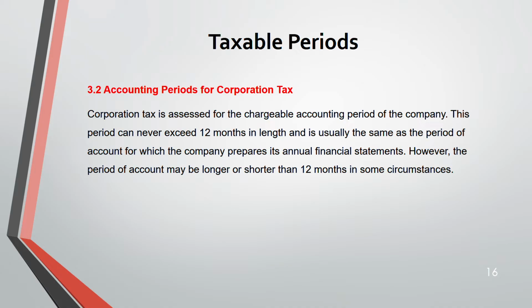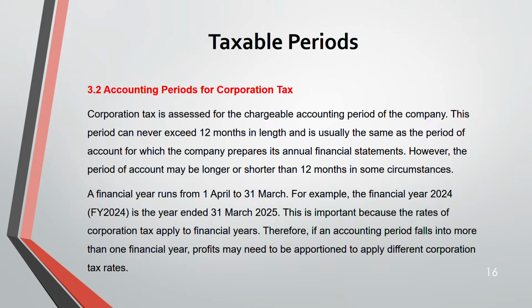But the period of account for which a company is preparing their financial statements could be longer or shorter than 12 months. See, the chargeable accounting period of the company cannot exceed 12 months, but the period for which a company prepares their financial statements could be shorter or longer than 12 months. And a financial year is different from tax year. Tax year runs from 6th April to 5th April. Financial year for company runs from 1st April to 31st March. The difference comes here. Do not get confused.